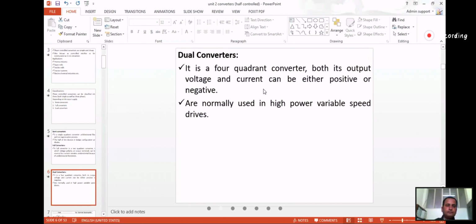These dual converters are normally used in high power variable speed drives. So they are used in high power applications.